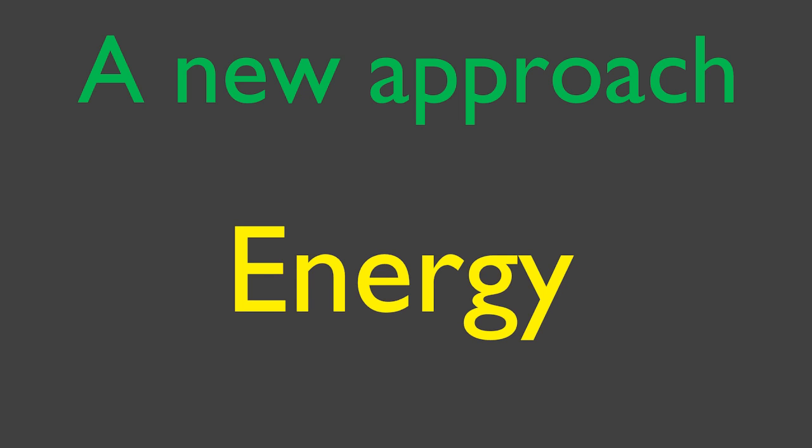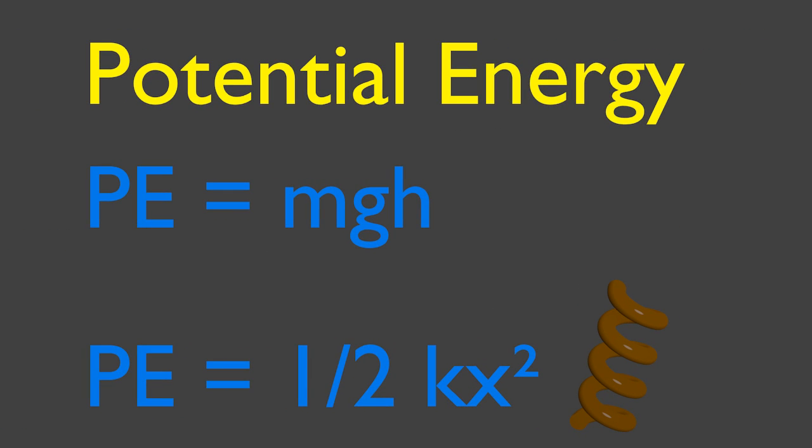Let's introduce energy. It comes in two forms. This is potential energy. It is the stored ability for something to do work. Being in a gravitational field gives us a potential energy of the mass times the gravitational constant times a height. If we have a spring, we would have a potential energy of 1/2 times the spring constant times the distance the spring is displaced squared.